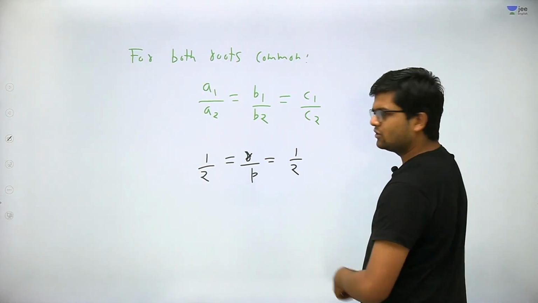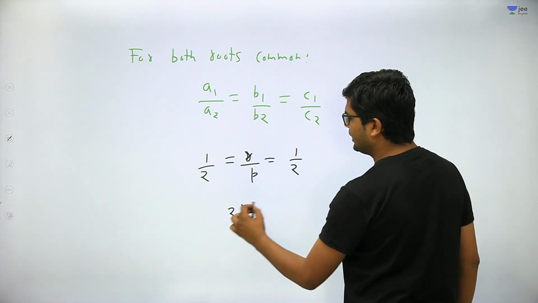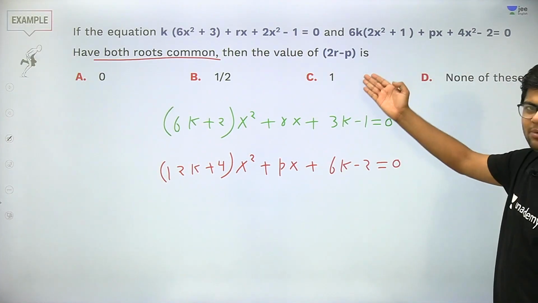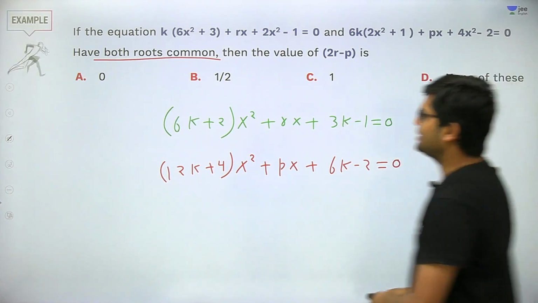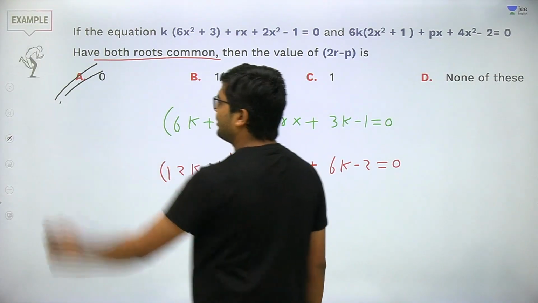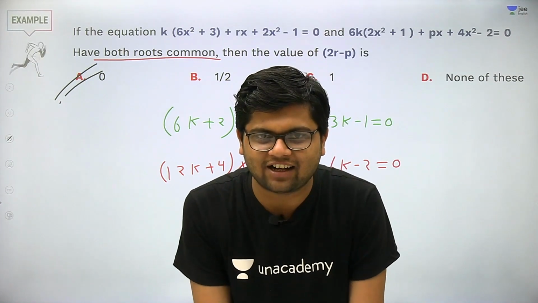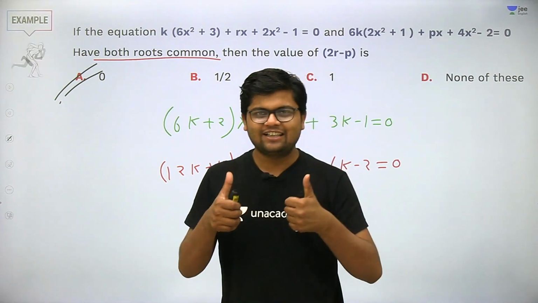Getting my point? So therefore if you cross multiply, 2r is equal to p. Now the question, what the question has asked, is very simple. The question is asking about 2r minus p, so its value will come out to be 0. The answer will come out to be A. Getting my point? Yes or no?